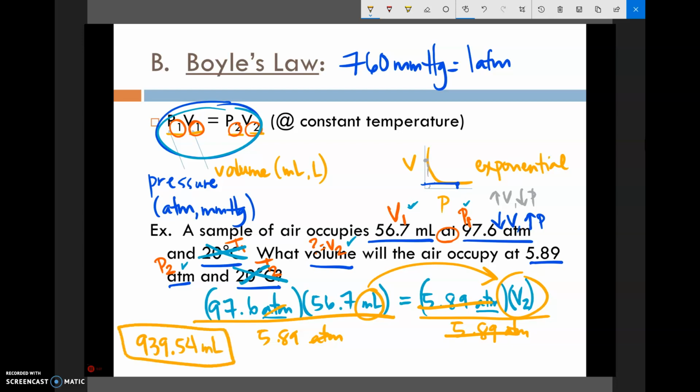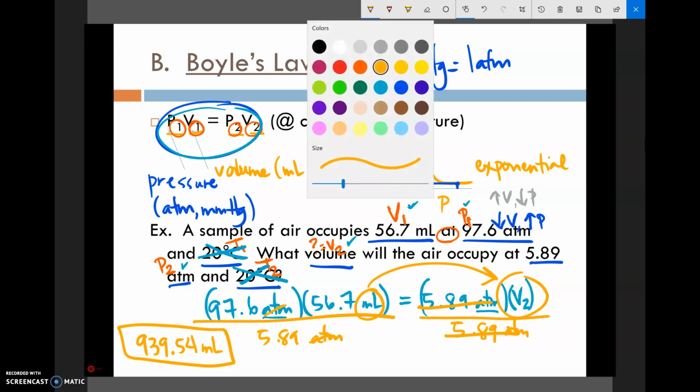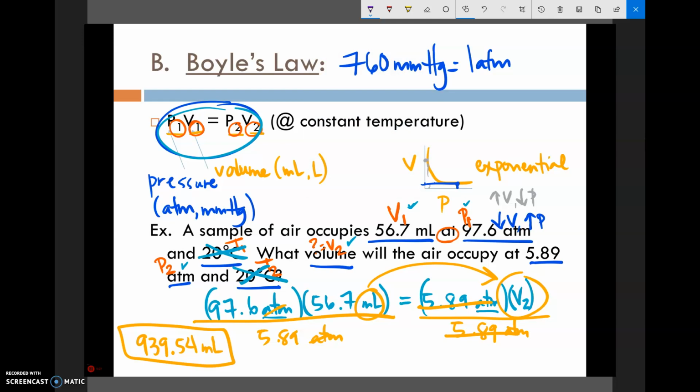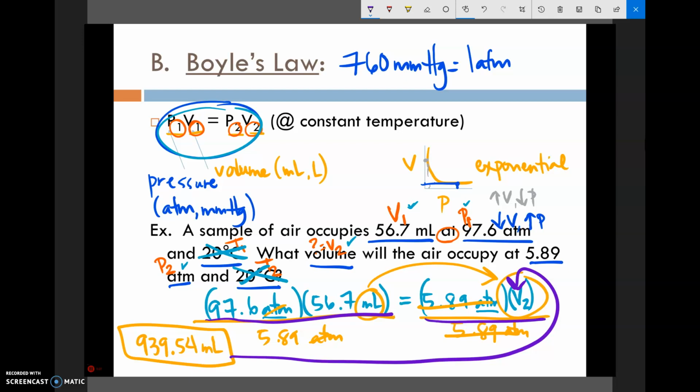Okay, now these numbers should make sense. If we take the number that we just got right here and we plug it in for our volume, this side, this 97.6 times 56.7 should equal the 5.89 times the 939.54. Give or take a little bit because we rounded on this answer. So that's how you can tell if you did it right, if you plug back in your unknown.